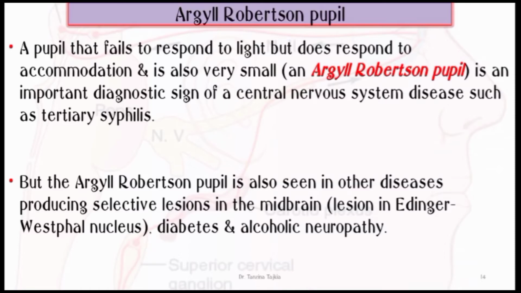When a pupil fails to respond to light but does respond to accommodation and is also very small, it is called an Argyll Robertson pupil. It is an important diagnostic sign of a central nervous system disease such as tertiary syphilis. But the Argyll Robertson pupil is also seen in other diseases producing selective lesions in the midbrain, such as lesions in the Edinger-Westphal nucleus, or diabetes or alcoholic neuropathy.